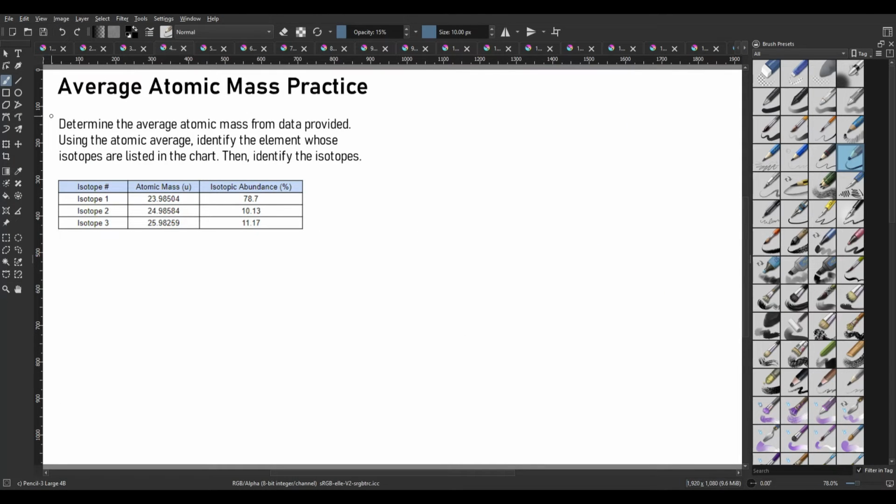So now that we've discussed how average atomic mass is calculated, we're going to do a practice problem just to make sure we understand it. The question reads, determine the average atomic mass from the data provided. Using the atomic average, identify the element whose isotopes are listed in the chart. Then identify the isotopes. So we're going to have to do our formula here, so let's write it down in a way to remember. Average atomic mass is going to be equal to the mass of 1 times the abundance of 1, plus mass of 2 times abundance of 2, plus dot dot dot. So this is our equation here.